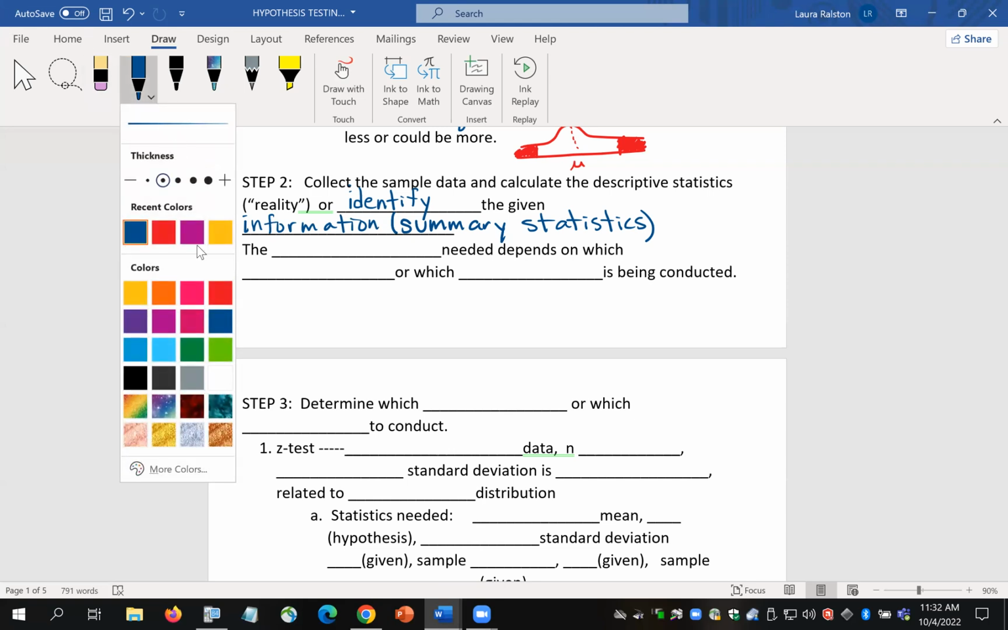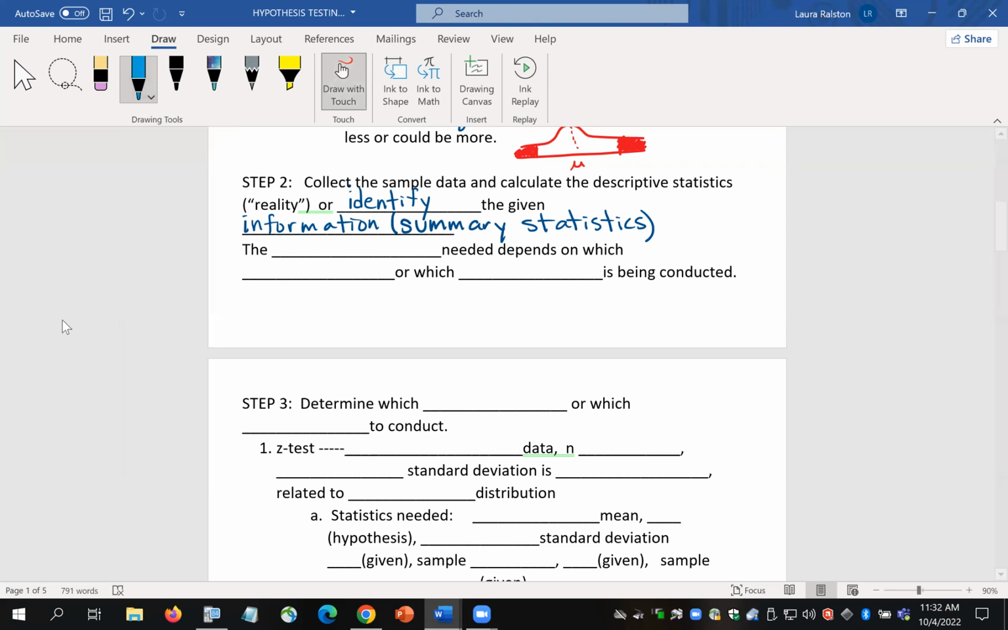The information that you need, okay, you may say, well, Ms. Rawson, what information do I need? The information needed depends upon which test is being conducted. Are you going to be doing a one mean Z, a one mean T? Are you doing ANOVA? Are you doing chi-square? So it depends upon which test is going to be conducted.